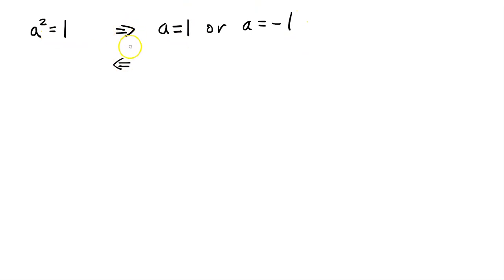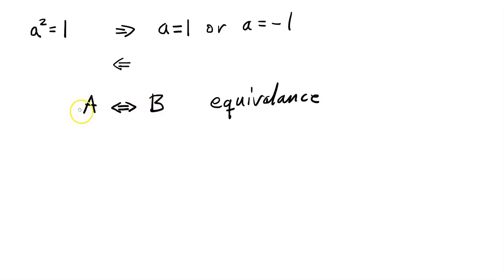And if we have implication in both directions, we write it simply as a double pointing arrow. So this means that A implies B and also B implies A. This is called the equivalence. So when A is true, B is true, and when B is true, A is true. And if A is false, then B is also false, and vice versa.